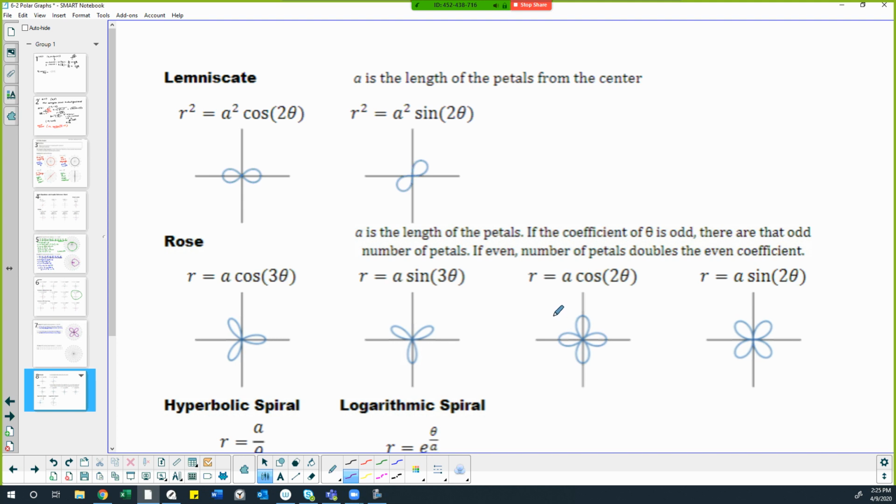Yeah. It might be, it depends on if it's an R squared problem. Is it an R squared problem?